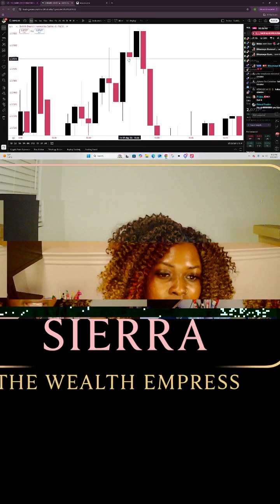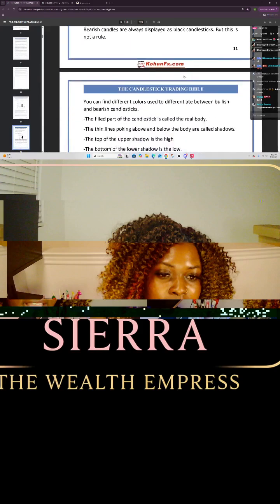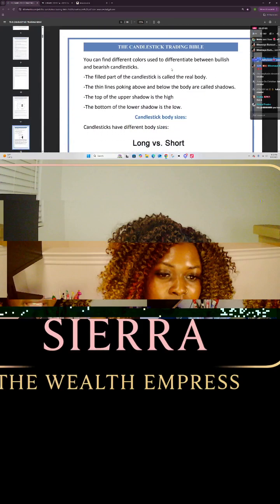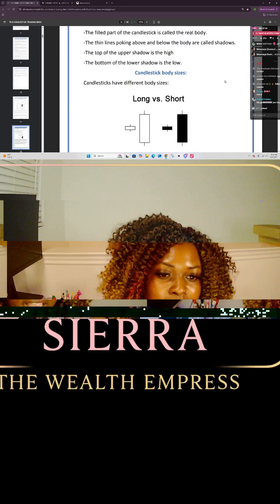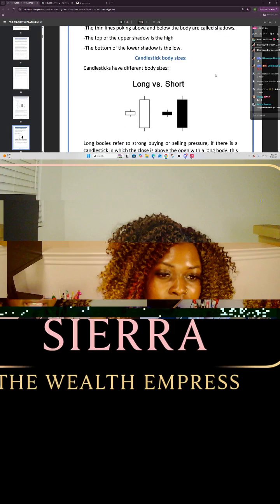And if the close is above the open, that means it's bullish. So this was our open and this was our close. You can find different colors used to differentiate between bullish and bearish candlesticks. The filled part of the candlestick is called the real body. The thin lines poking above and below the body are called, I'm going to replace it with wicks. The top of the upper wick is the high. The bottom of the lower wick is the low.